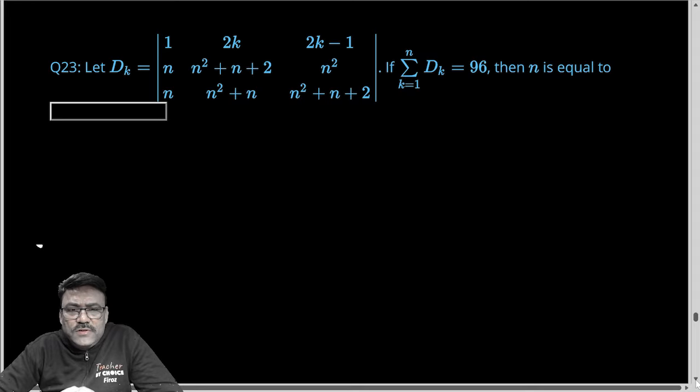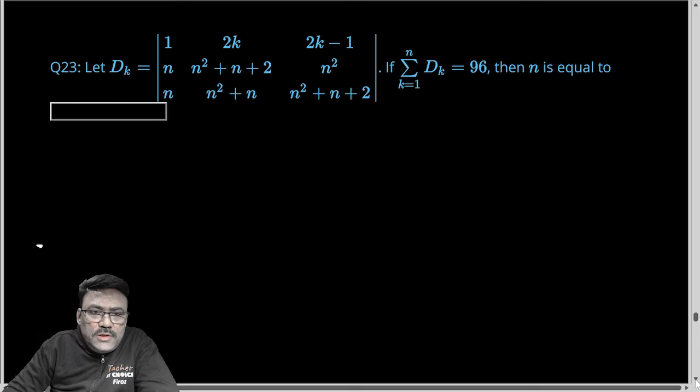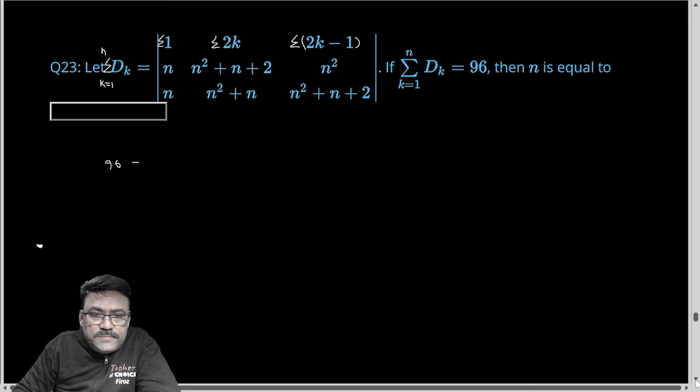Okay, see this question. This is from determinant. Summation of determinant is given as 96. If I take the summation of this determinant, k varying from 1 to n, that is 96. So let's put the summation here, in each entry, k varying from 1 to n.